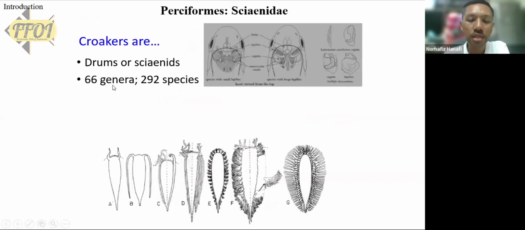I start with the Family Sciaenidae, which is croaker, or we call gelama or gulama in Indonesia. They are called drums or croakers, which have 66 genera, with about 292 species, about 300 species, comprising Southeast Asia, the Asia region, and then the American region, Amazon region, Atlantic region.